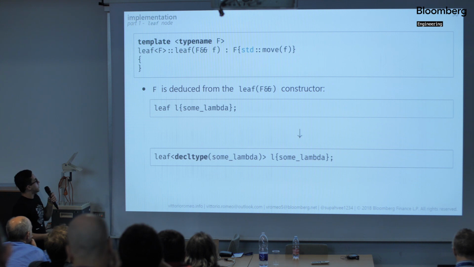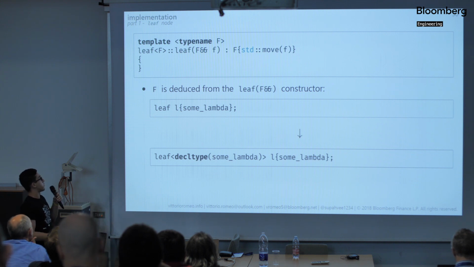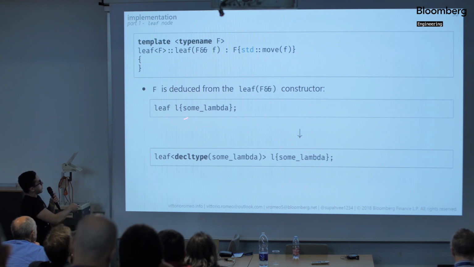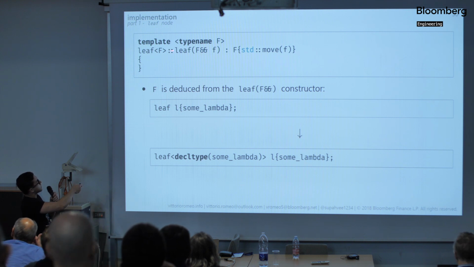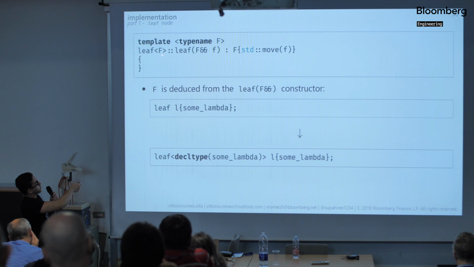So this is how the deduction works for the template parameters. If you never used 17 before, this is a very, very useful feature. So if you have some lambda and you create the leaf over here, the compiler will see, oh, you didn't provide any template arguments. Can I deduce them somehow from the constructor? Then it will look at the constructor and see, oh, you're taking an f in your constructor arguments, and it's the same f that the leaf is supposed to have as a template parameter. So I can deduce this f from the f over here.